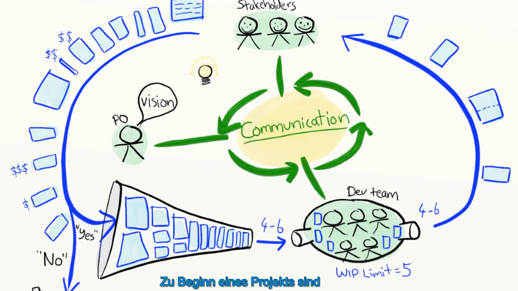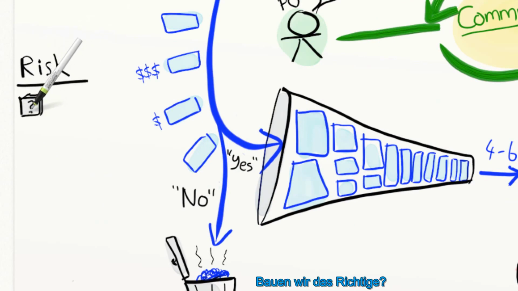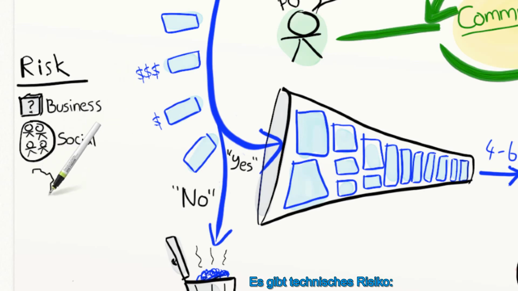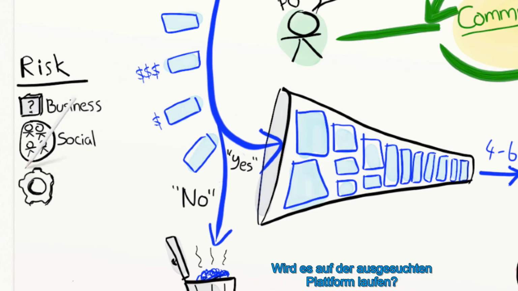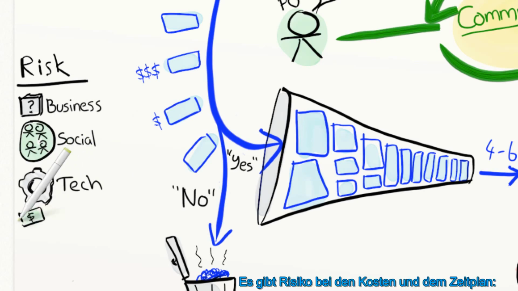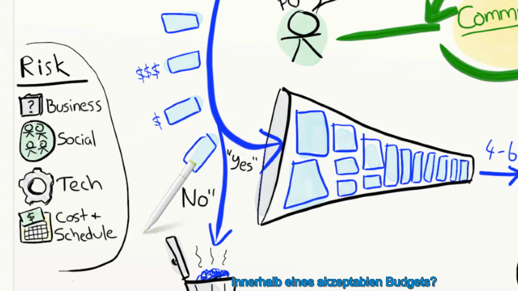Early on in a project, uncertainty and risk is our enemy. There's business risk. Are we building the right thing? There's social risk. Can these people build it? And there's technical risk. Will it work on the platform that we want to run it on? Will it scale? And there's cost and schedule risk. Can we finish the product in a reasonable amount of time for a reasonable amount of money?